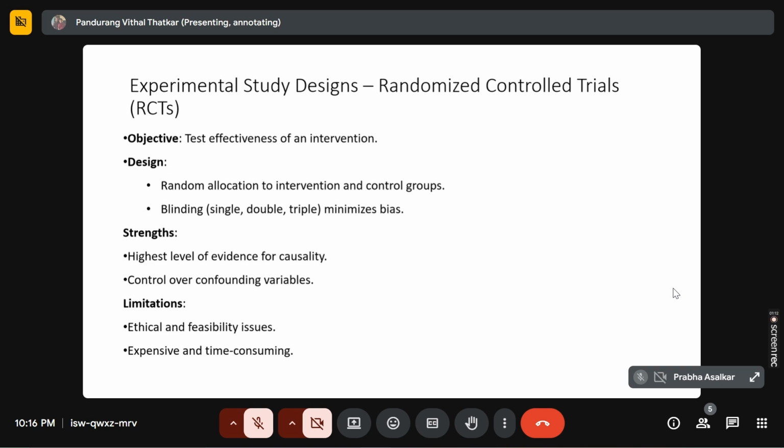The strengths are it is the highest level of evidence for causality, with control over confounding variables. It has higher control as compared to other study designs. Limitations, ethical and feasibility issues are there, and they are expensive and time consuming.